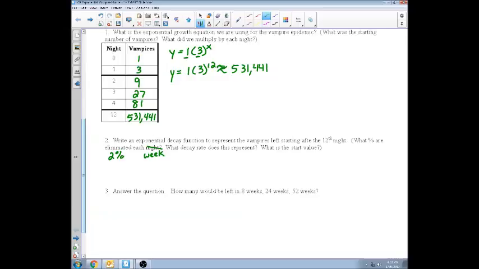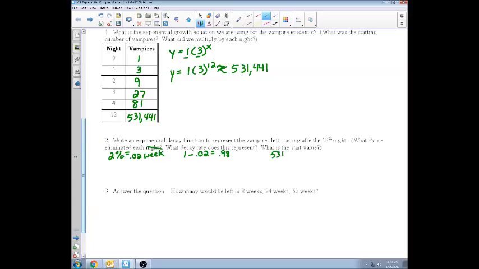What decay rate does that represent? I would take 1 minus 2%, which can also be written as 0.02. So 1 minus 0.02 will give us our decay rate. 1 minus 0.02 would get us, what is that, 0.98. Okay? And what is the starting value? Well, the starting value is the number of vampires after the 12th night.